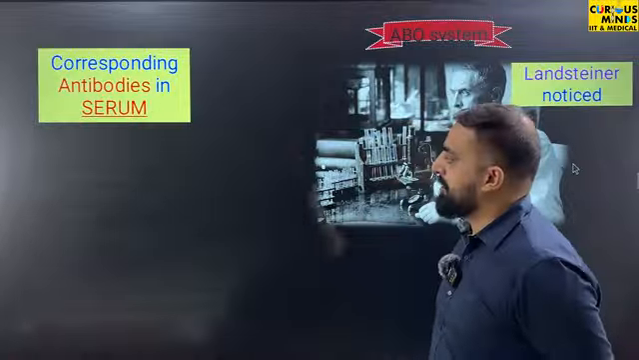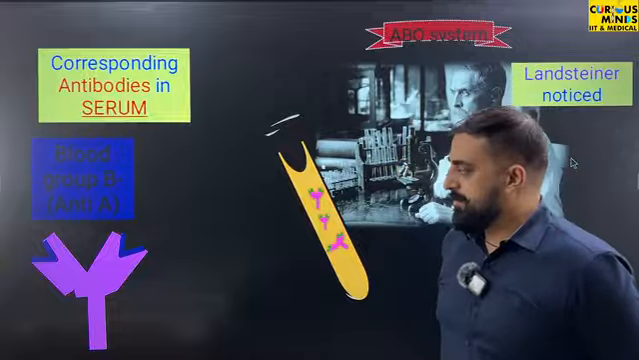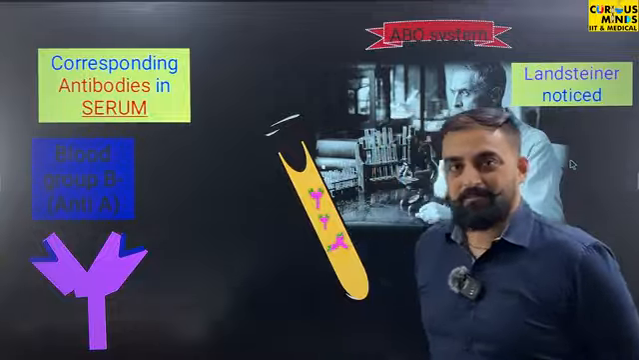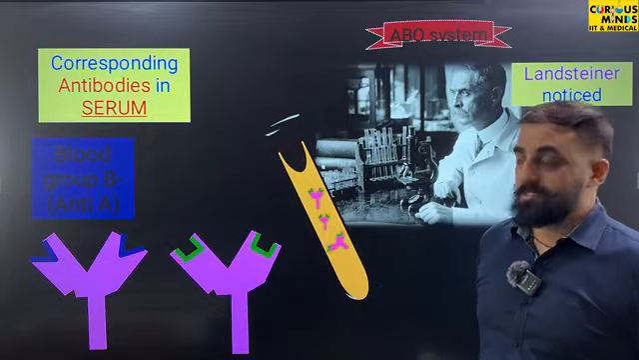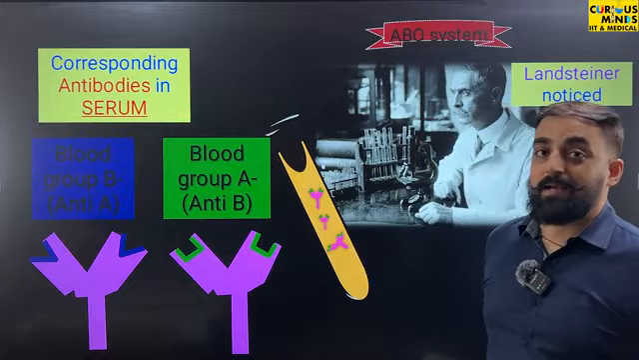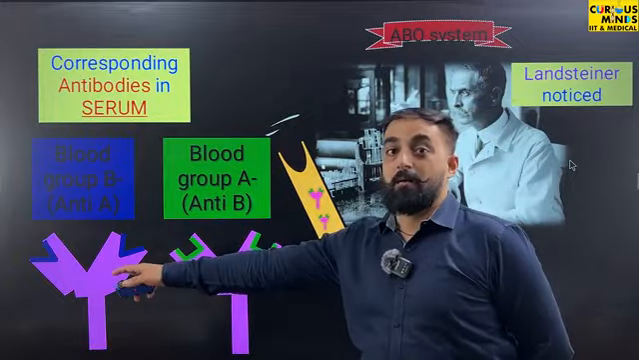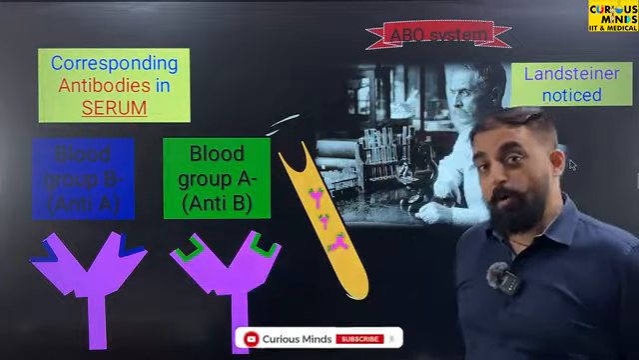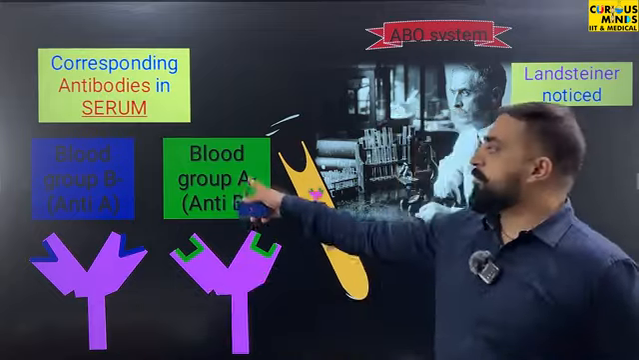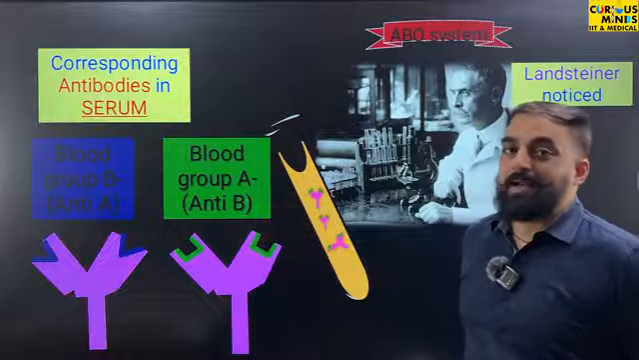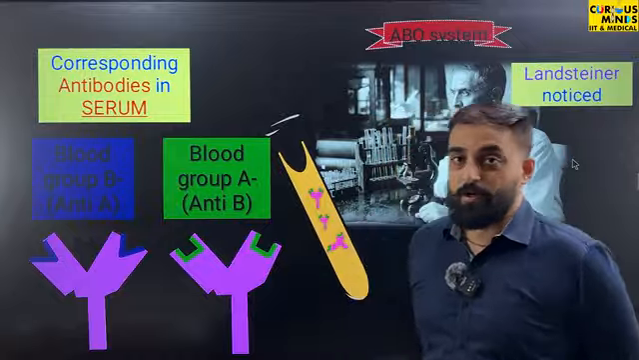Let's understand that. He noticed that there are two corresponding antibodies: anti-A and anti-B antibodies. Where are these anti-A and anti-B antibodies found? They are found in the plasma. For example, a person with blood group B will have which antibody in his serum or plasma? Anti-A. Whereas a blood group A individual, what antibody would he have in his plasma or serum? Antibody B. So this is what he noticed.